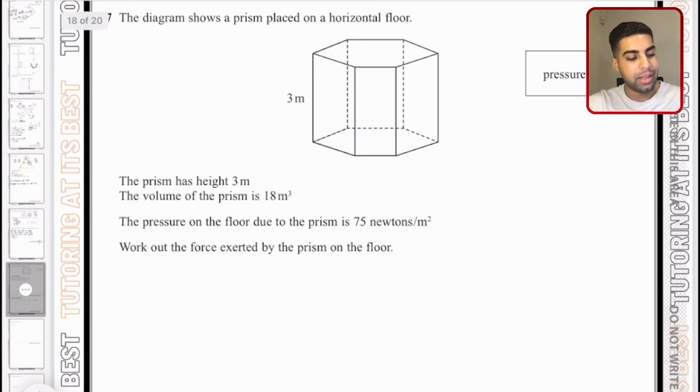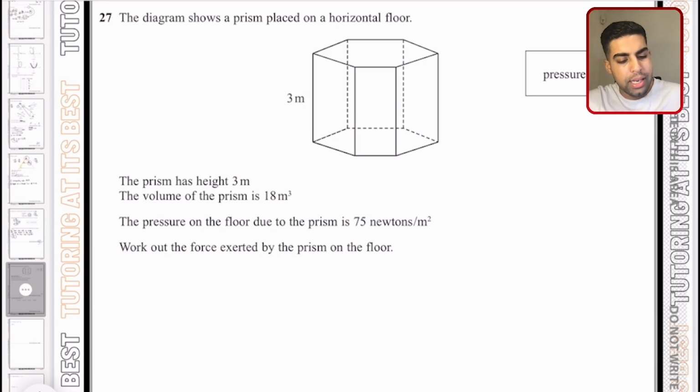Beautiful. Okay, question 27. The diagram shows a prism placed on a horizontal floor. The prism has height 3 meters, and the volume of the prism is 18 meters cubed. The pressure on the floor due to the prism is 75 newtons per meter squared. So let's work out the force exerted by the prism on the floor.